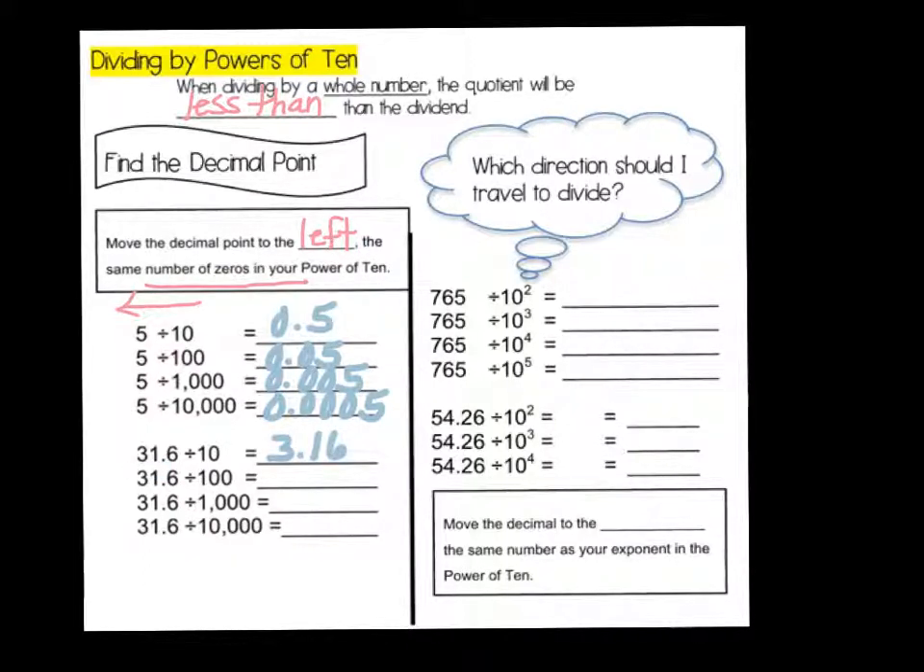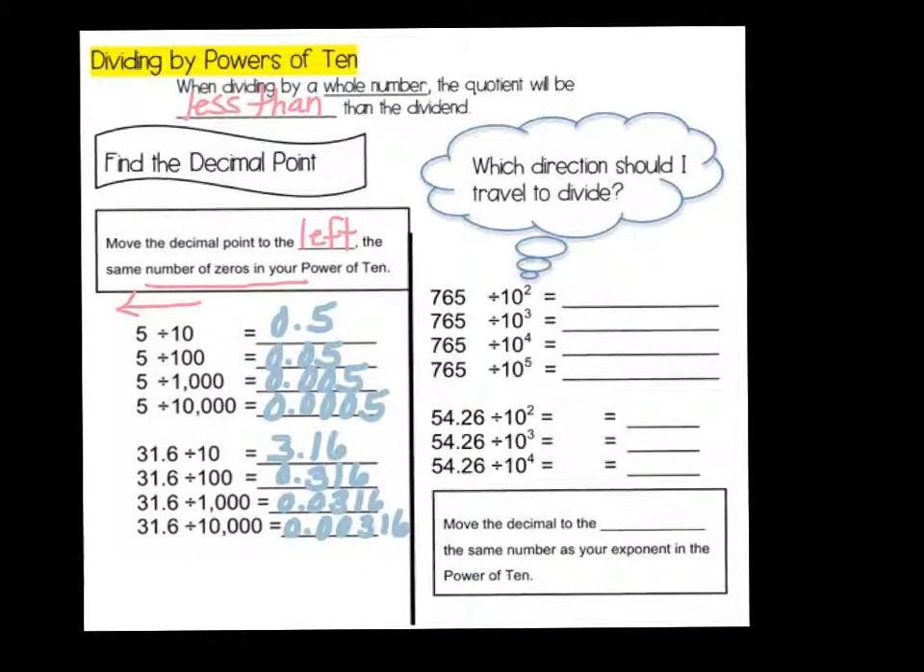The next problem has me moving the decimal point 2 places to the left because there are 2 zeros, and so my answer is going to be 316 thousandths. Pause the video and see if you can identify the last two answers. Check your work. Did you get it correct?